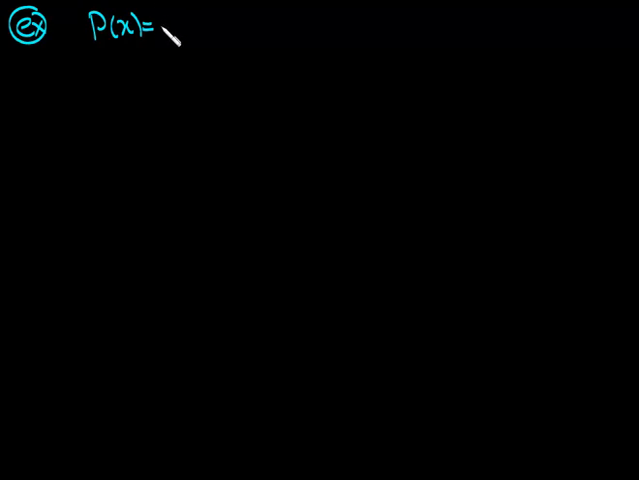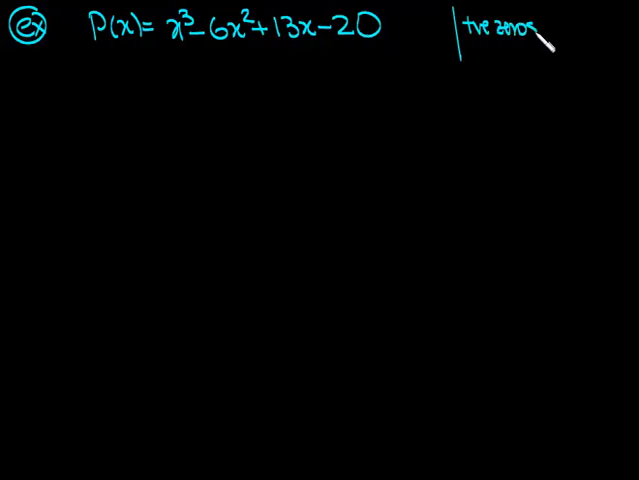Let's see, we have x cubed minus 6x squared plus 13x minus 20. So the first thing we should do is do the sign thing to figure out how many positive zeros I have and how many negative zeros I can have. So the positive zeros are, look at the sign changes here. This is positive, the sign changes from positive to negative, negative to positive, positive to negative. So I have 1, 2, 3 sign changes.